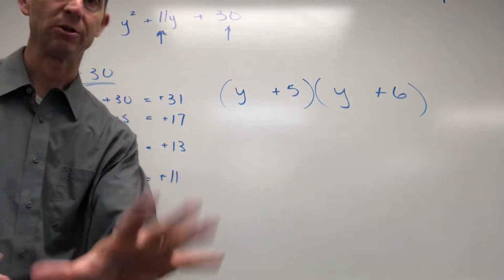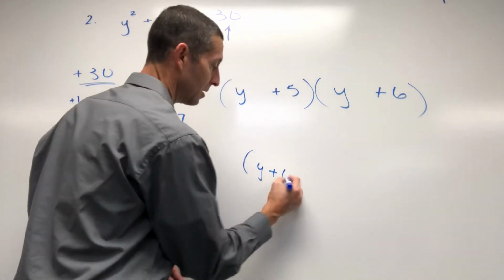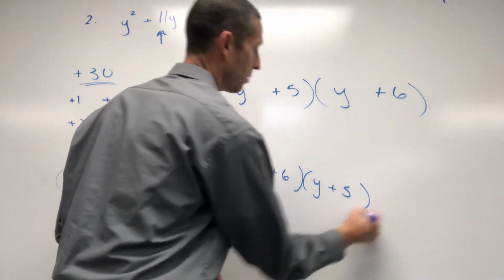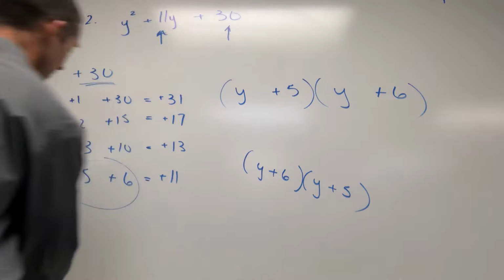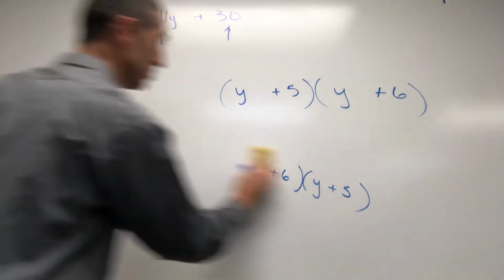Oh, and in case you wrote it the other way, this is the same thing. y plus 6, y plus 5. If you switch the group order, still okay. All right, 2 down. Factoring trinomials.